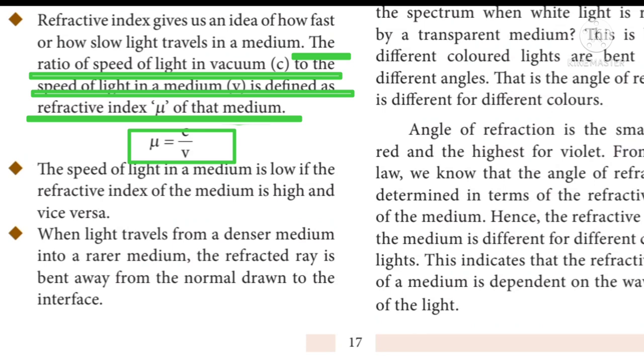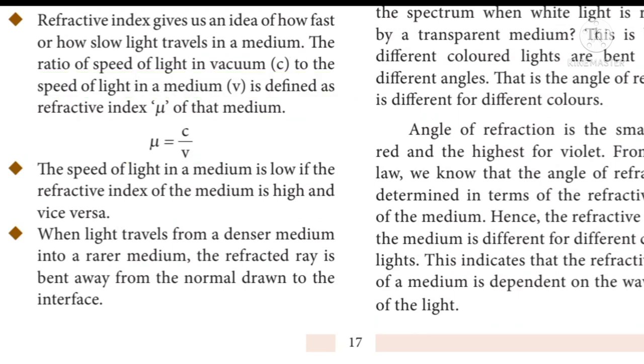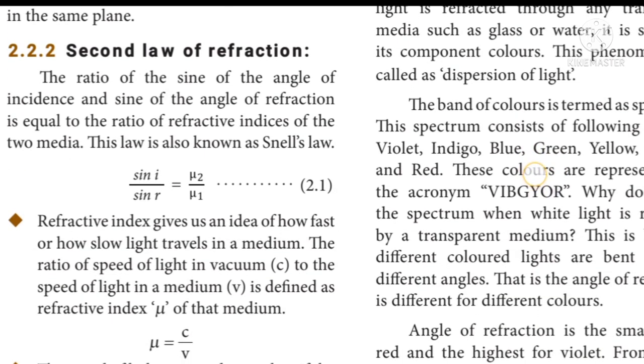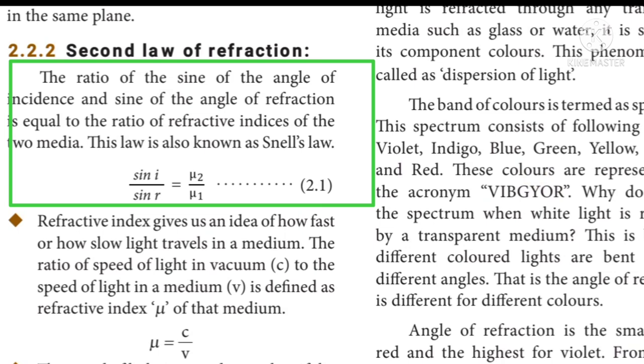The second question, state Snell's law. Answer for this question is in page number 17. Ratio of the sine of the angle of incidence and sine of the angle of refraction is equal to the ratio of refractive indices of the two media. This law is also known as Snell's law. Sine i divided by sine r is equal to mu 2 divided by mu 1.